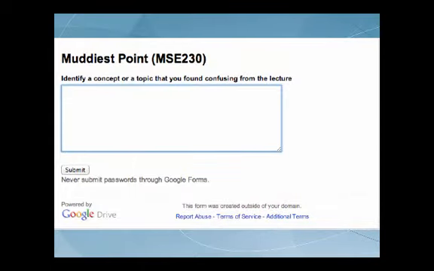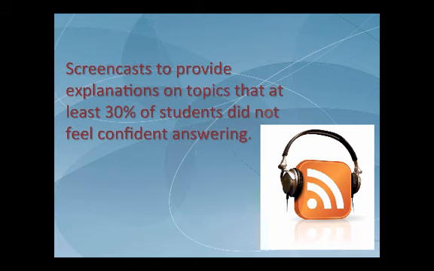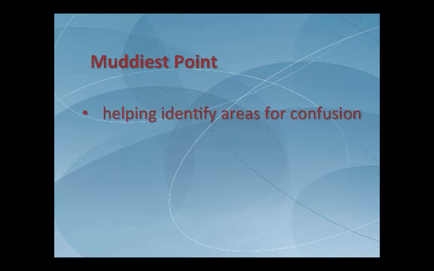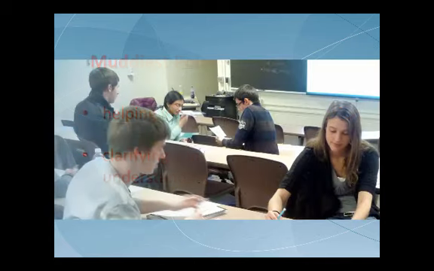The following semester, I moved away from the index card to an online survey for students to identify a concept or topic that they found confusing. Based on their responses, I created screencasts to provide explanations on topics that at least 30% of students didn't feel confident answering. The screencasts were posted soon after the end of the unit and before quizzes that tested on that topic. Students found the quick classroom assessment technique, or the Muddiest Point, very useful in helping identify areas of confusion, and also found the screencasts very helpful in clarifying concepts and aiding understanding.